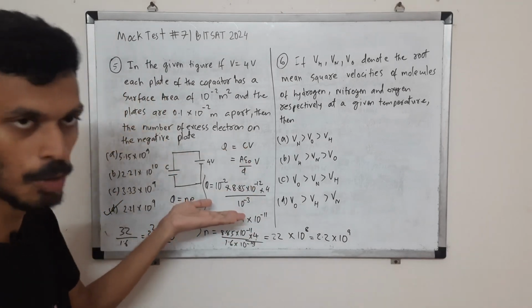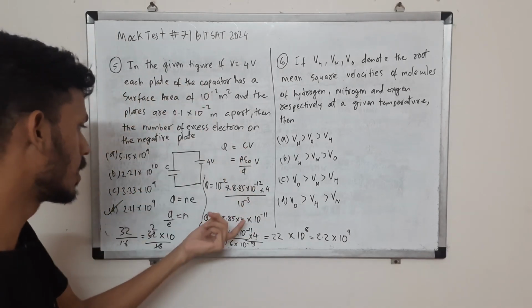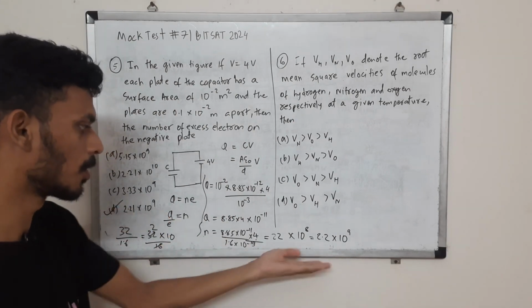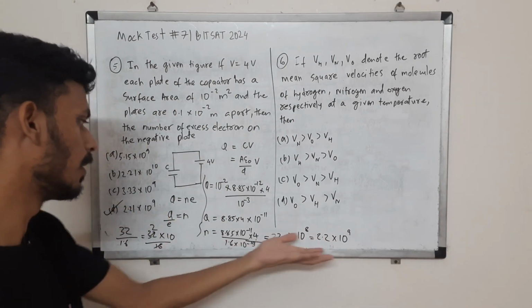We found Q using CV, C using the dimensions. Okay, Q is found, N is basically Q by E. So Q by E, just calculate it, the answer will be around this.